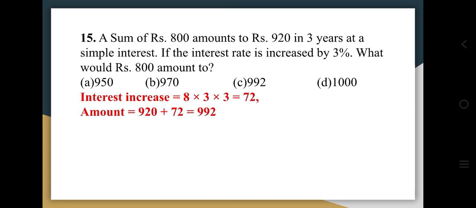Similar problem. 800 amounts to 920 in 3 years at a simple interest. If the interest rate is increased by 3%, what would rupees 800 amount to? So the increased interest rate is 3%. For 3 years, for 100 it is 3 into 3. For 800 it is 8 into 3 into 3. So 8 into 9, 72. So the amount 800 becomes by the increased interest 3% is 920 plus 72, that is 992.